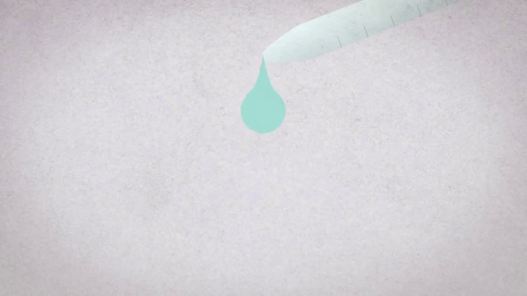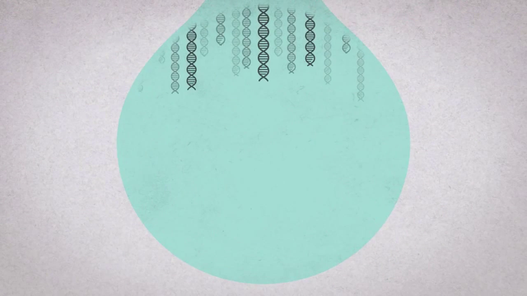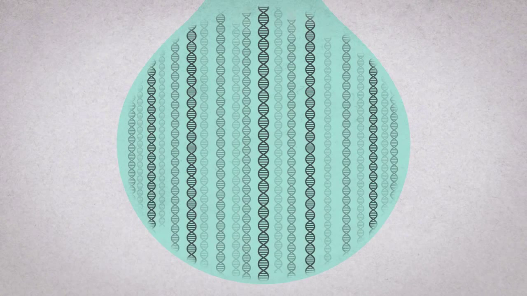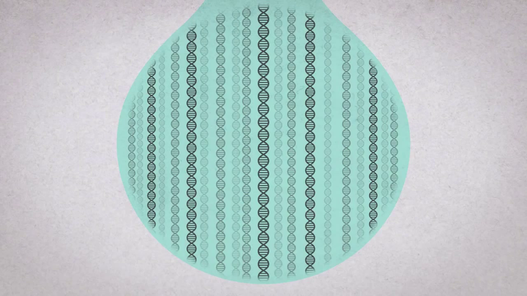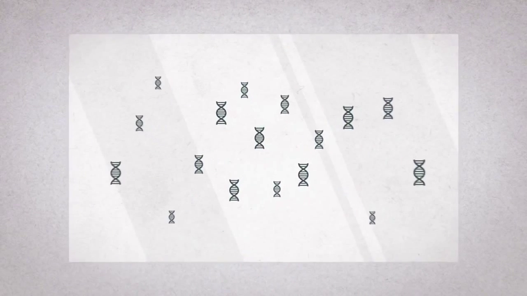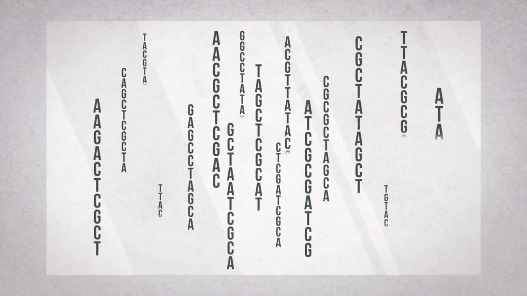So, to get all that information out of that tiny space, scientists first have to break the long string of DNA down into smaller pieces. Each of these pieces is then separated in space and sequenced individually.